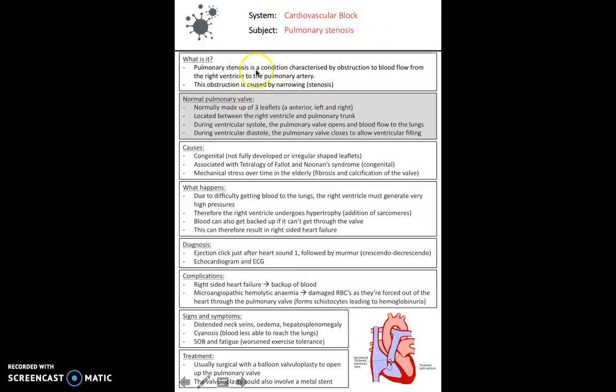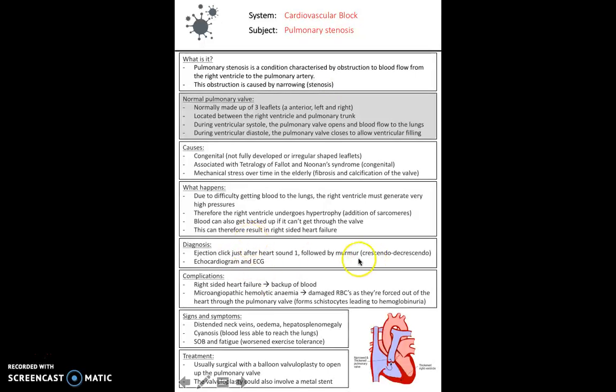Pulmonary stenosis essentially again is the narrowing of the valve, so the narrowing of the pulmonary valve, and the causes behind this are congenital. For example, not having a fully developed or irregular shaped pulmonary valve. It's also associated with congenital abnormalities, which are covered in the next video, such as tetralogy of Fallot. And there is also mechanical stress over time in the elderly.